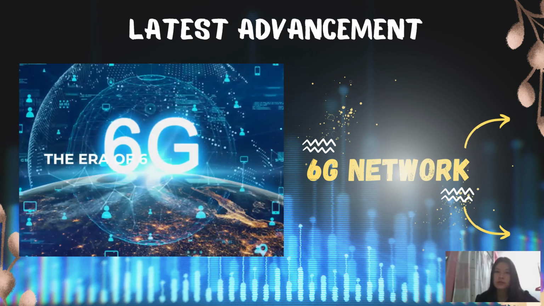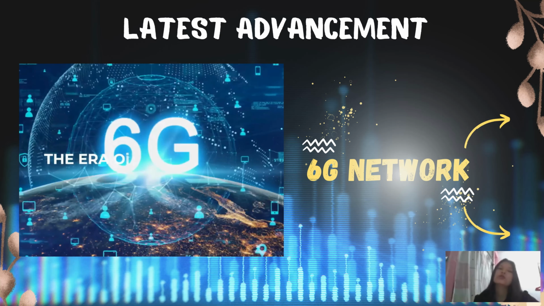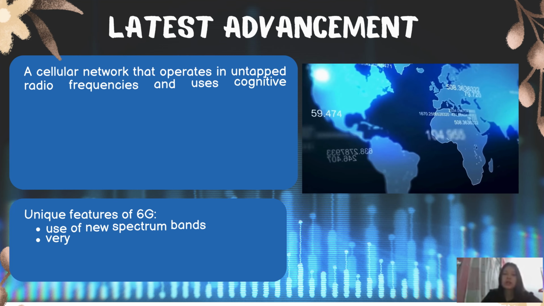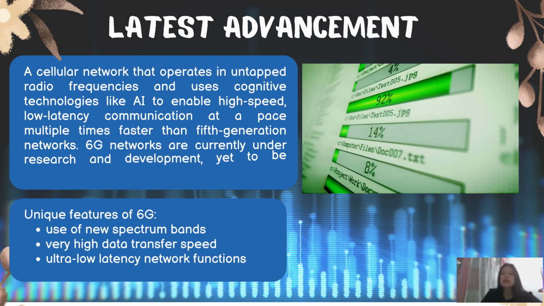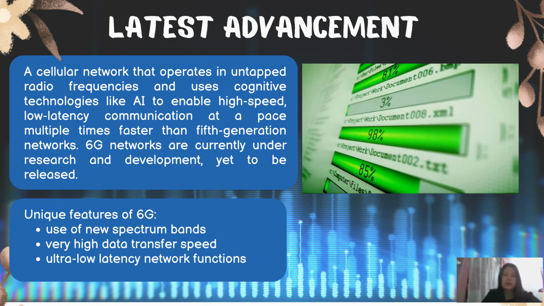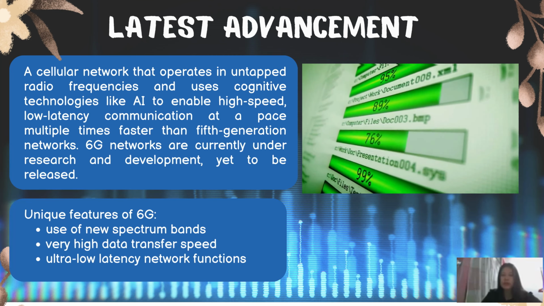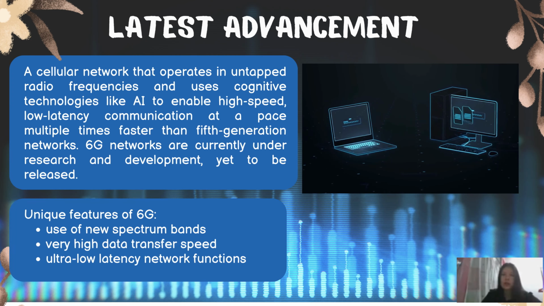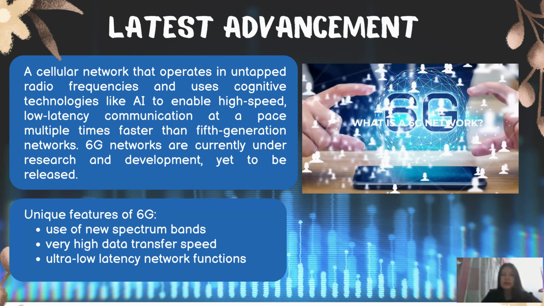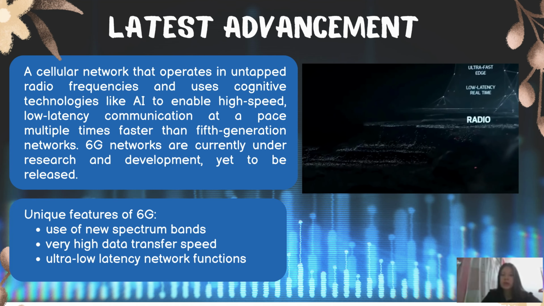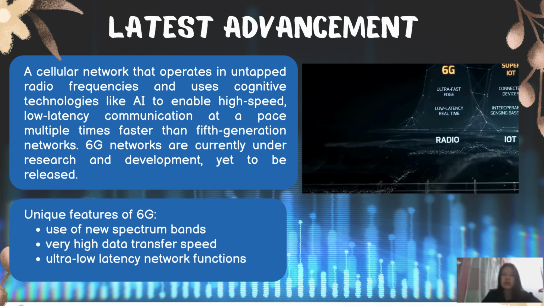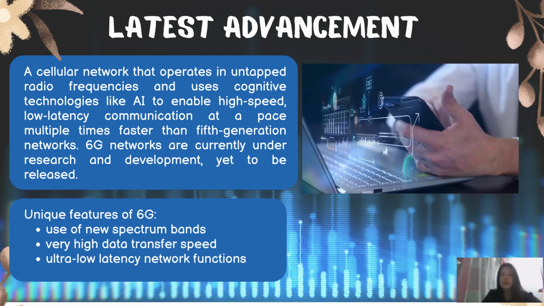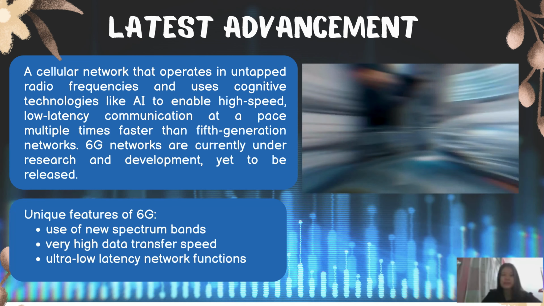Now let us move on to the latest advancement. The latest advancement is the 6G network. Basically, a 6G network is defined as a cellular network that operates in untapped radio frequencies and uses connective technologies like AI to enable high-speed, low-latency communication at a pace multiple times faster than 5th-generation networks. 6G is currently under research and development, yet to be released.